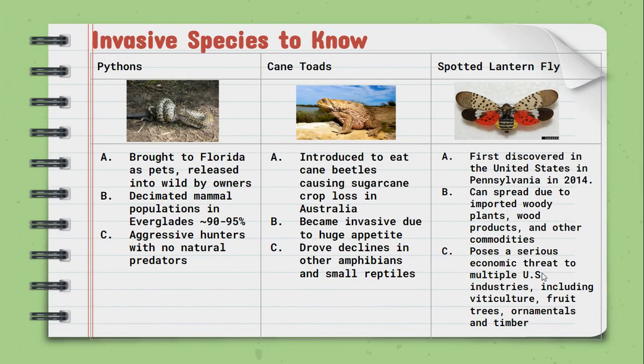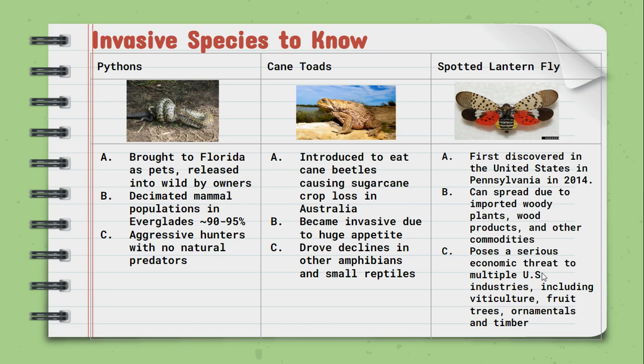Next invasive species would be pythons. These were brought to Florida as pets and unfortunately then released by pet owners who cannot continue to take care of them. This has decimated the mammal populations in the Everglades. Since the pythons are very aggressive hunters and they have no natural predator, they've been able to thrive in these ecosystems.